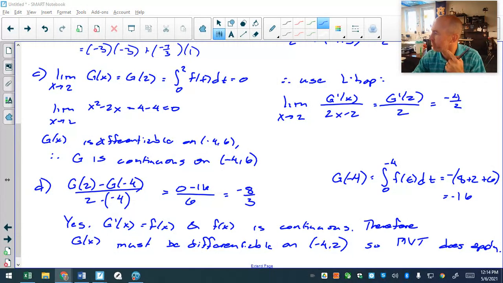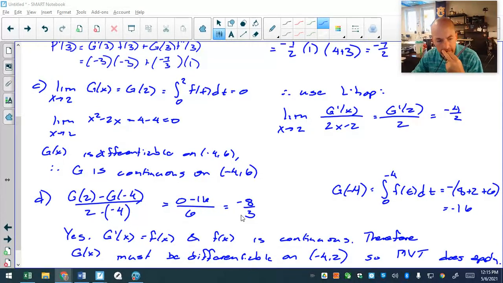Looking over that one again, how much time have I spent on this one so far? 10 minutes? Okay. The average rate of change of g is that. So we got negative 8/3. Does g prime, which would be f, equal negative 8/3? Did I do that right? Oh, I made a mistake. Whoa, I just caught this. I'm glad I double checked this. So this isn't going to change my answer. So I have an answer of negative 8/3.